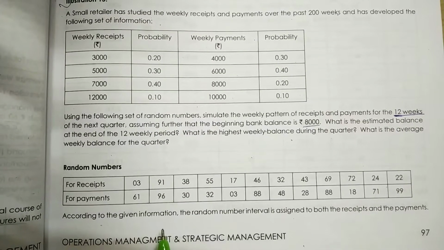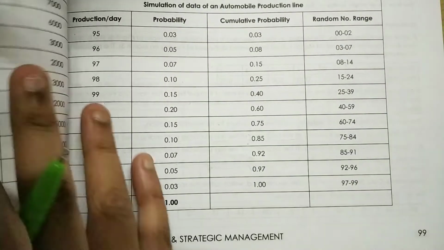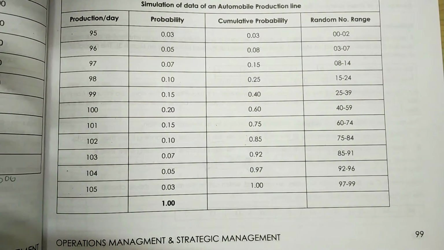According to the given information, the random number interval is assigned to both the receipts and the payments. Right? So this has been given to you. Now you need to calculate the answer.